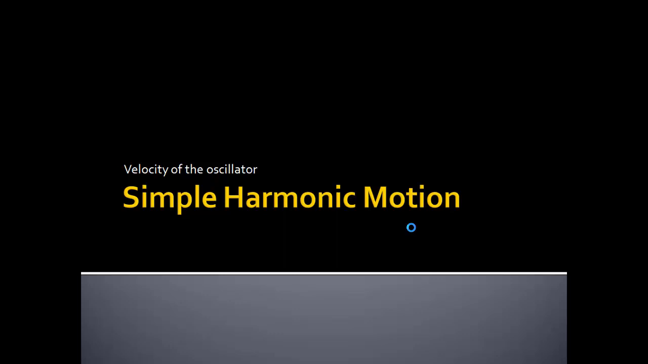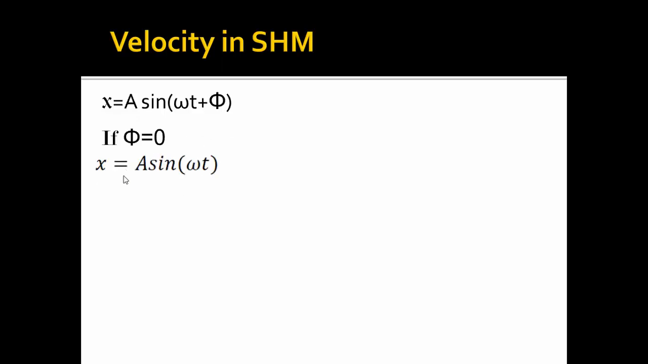In this video of simple harmonic motion, we will derive an expression for the velocity of the oscillator. To find the velocity, we can start with the expression for the displacement, x equals a sin(omega t plus phi). If phi is 0, that means the motion is starting from the mean position, then x is a sin omega t. The relation between velocity and displacement is given by this expression.